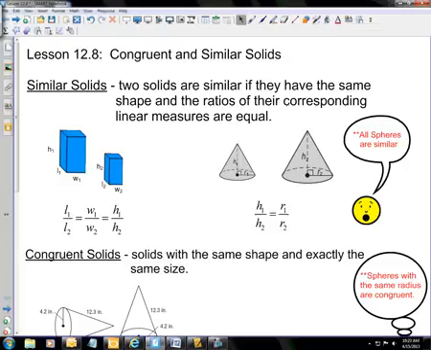Okay, today we're talking about congruent and similar solids. This will be our last lesson for a couple of weeks. Okay, yay. So we want to first talk about what similar solids are.